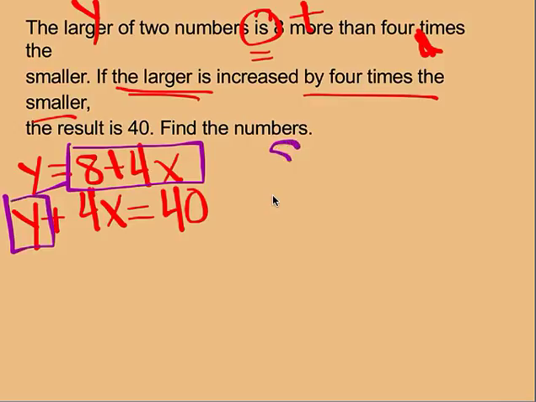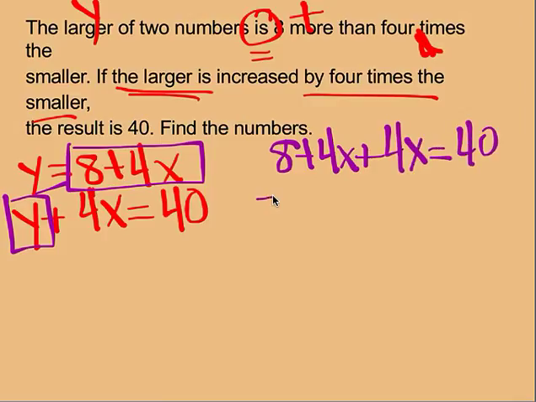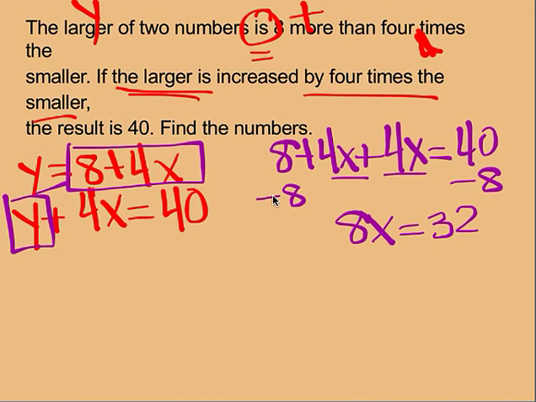So I'm going to take that out completely. So I'm going to have 8 plus 4x plus 4x is equal to 40. I'm going to start by subtracting 8 from both sides, and then 4x plus 4x, well, that's going to give me 8x. And when I subtract 8 from both sides, I end up getting 32.